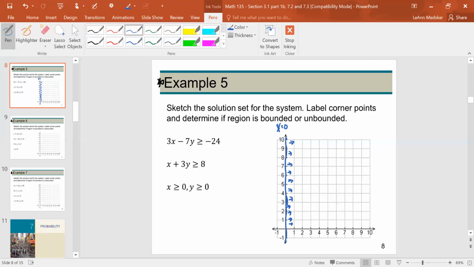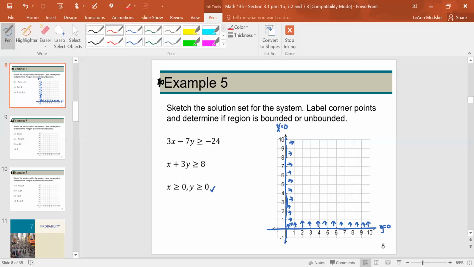We also have the y is equal to 0 line, which is the x-axis. And we're shading greater than or equal to 0 here as well. So anytime x is greater than or equal to 0 and y is also greater than or equal to 0, you're only going to be in the first quadrant. Okay, so that takes care of both of those.